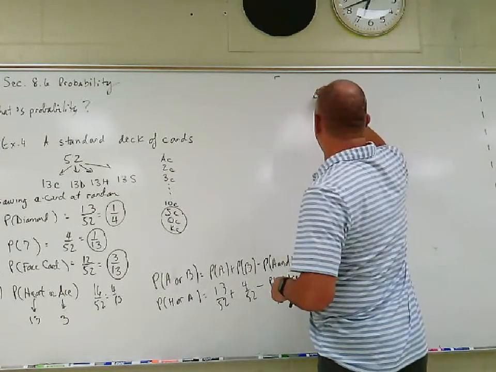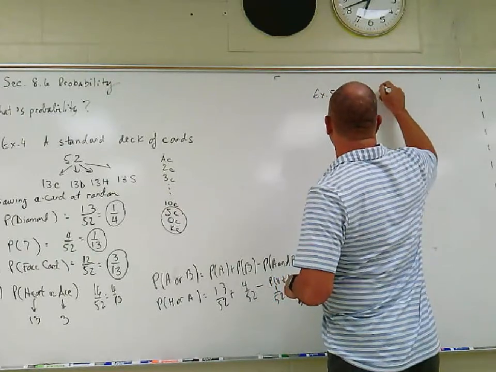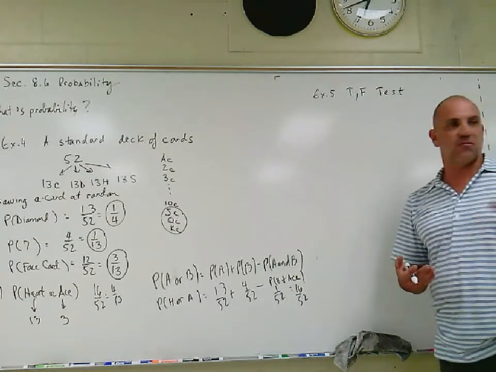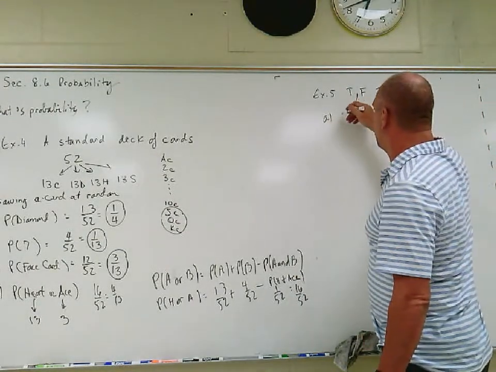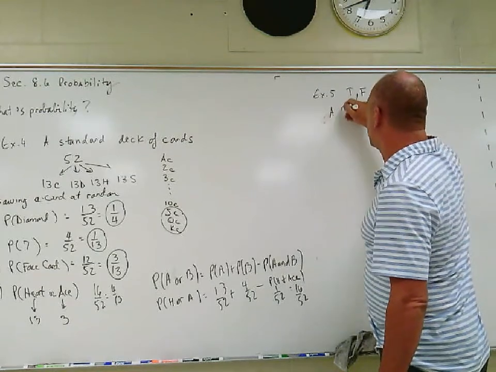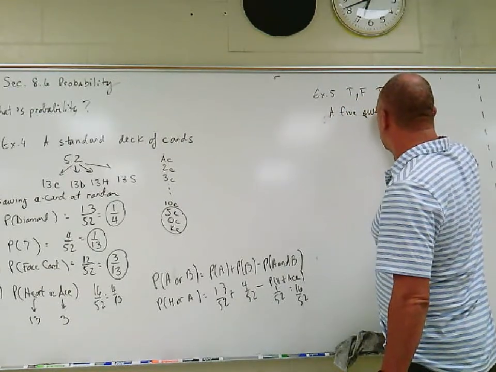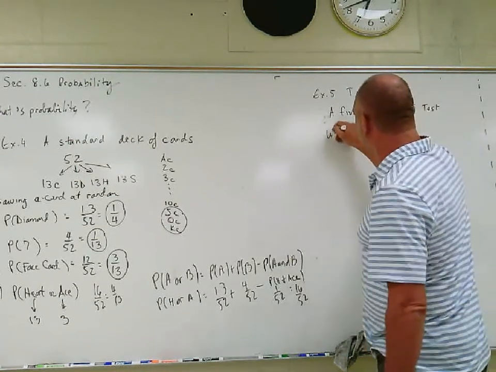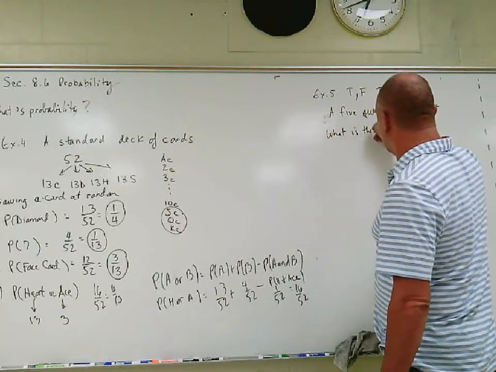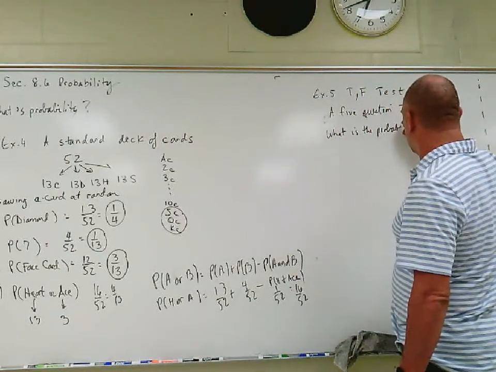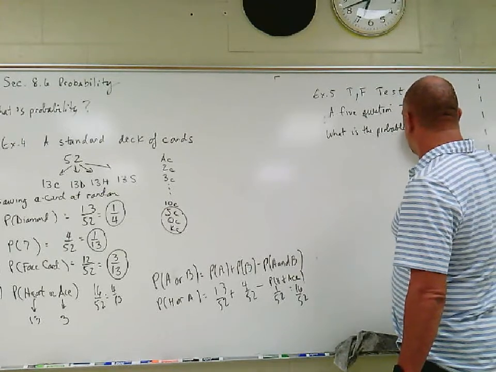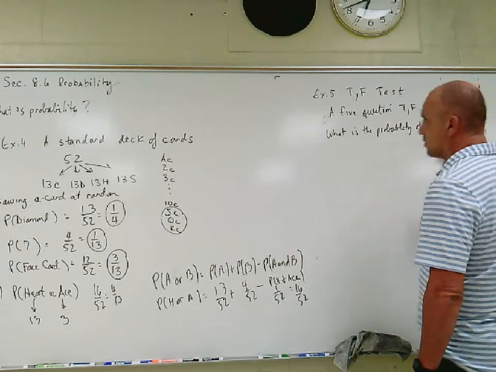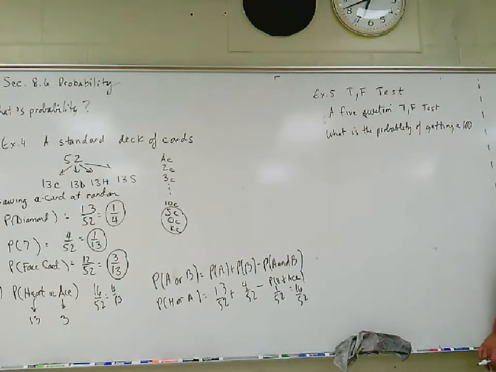I'll call this one example 5. I call this the true-false test. You've got a true-false test, and let's say a student has a 5-question true-false test. What is the probability of getting a 100? Very simple, so I'll show you how we do it.